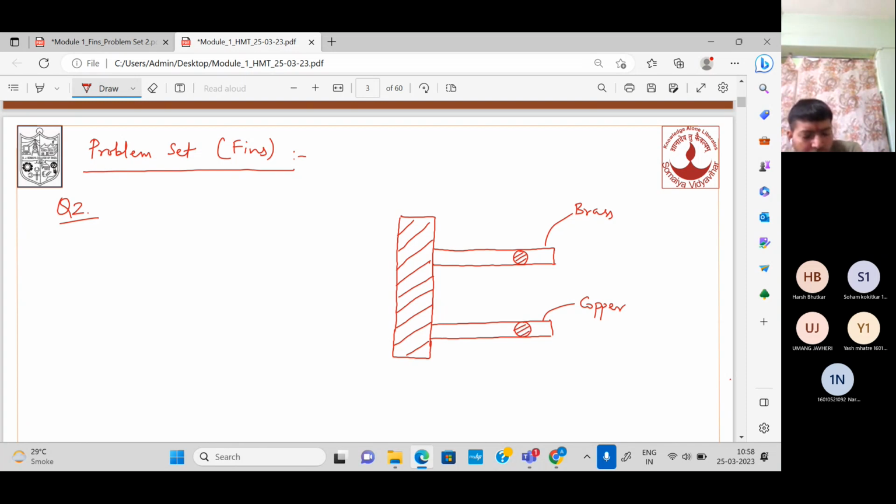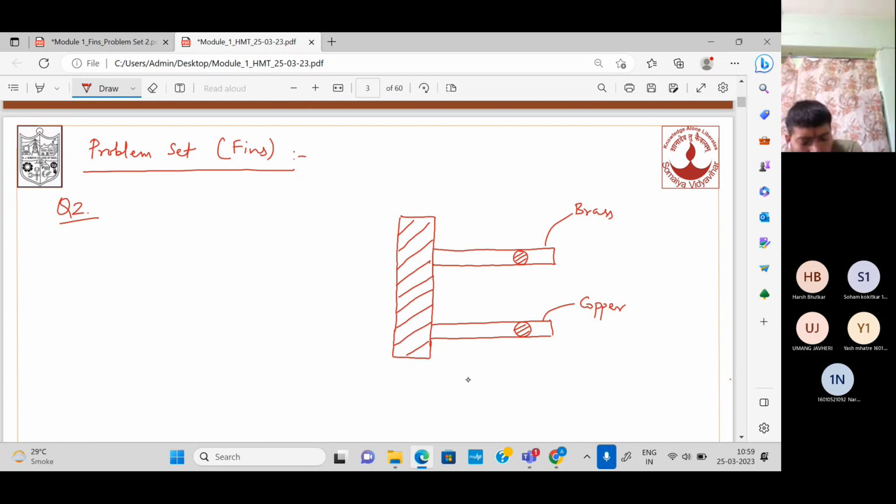Two long rods of the same diameter, one made of brass, and thermal conductivity is given for this, and the other made of copper, thermal conductivity is given. Have one of their ends inserted into the furnace. So these two rods, the brass rod and the copper rod, will act as the fins. Now what is given? Both the rods are exposed to the same environment. So the same environment is available here.